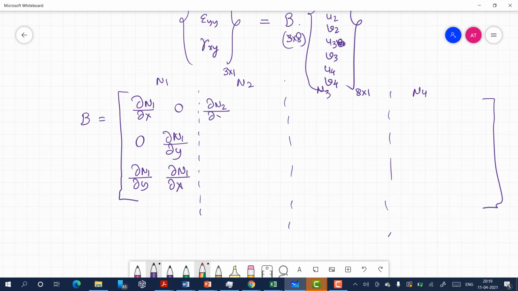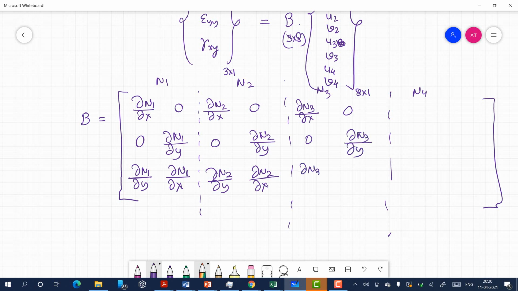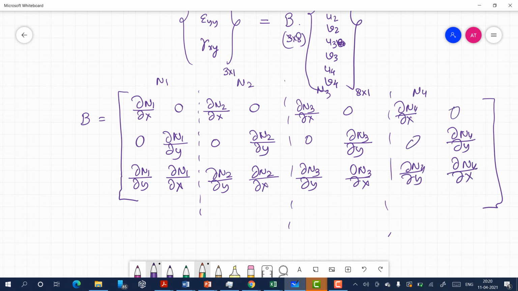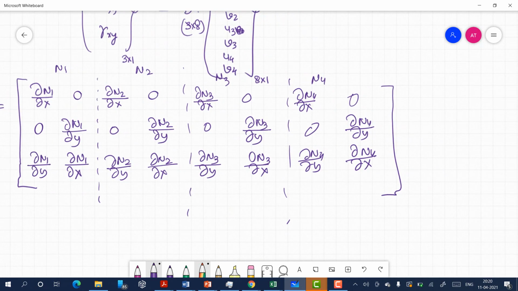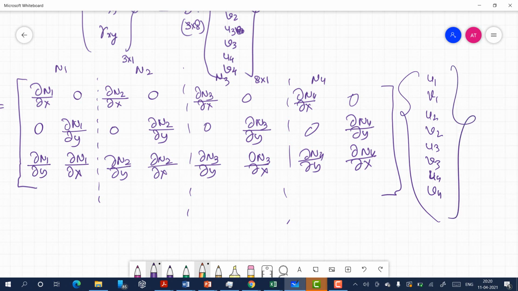So it will be del N2 del x, 0, 0, del N2 del y, del N2 del y, del N2 del x. Then del N3, same story: del N3 del y, del N3 del y, del N3 del x, and del N4 del x, del N4 del y, del N4 del y, del N4 del x, 0, 0. So this is our B matrix, and let me write the D vector here: u1 v1, u2 v2, u3 v3, u4 v4. This complicated thing is very simple.